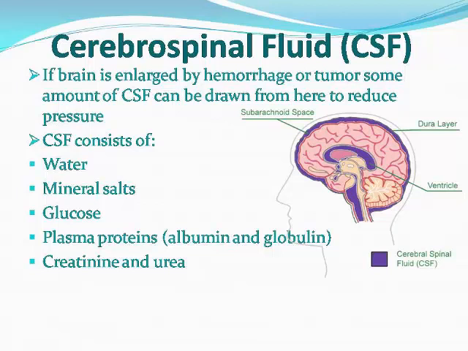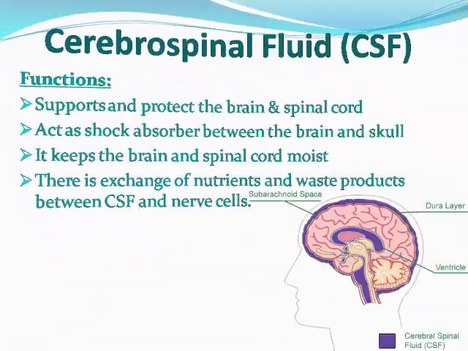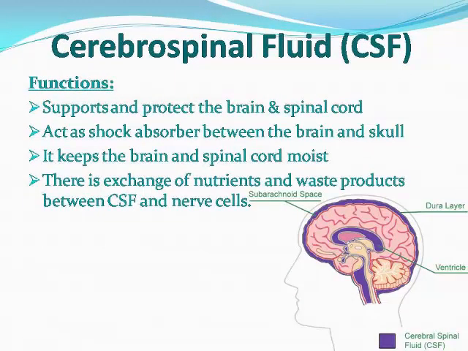CSF consists of water, mineral salts, glucose, plasma proteins, albumin and globulin, creatinine and urea. Functions: it supports and protects the brain and spinal cord, and acts as a shock absorber between the brain and skull. It keeps the brain and spinal cord moist. There is exchange of nutrients and waste products between CSF and nerve cells.